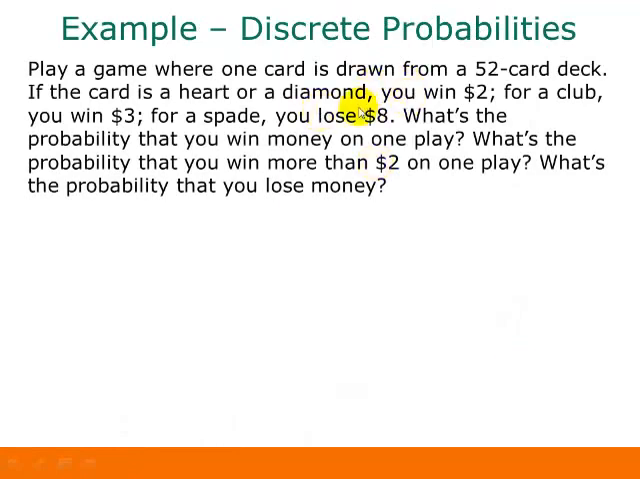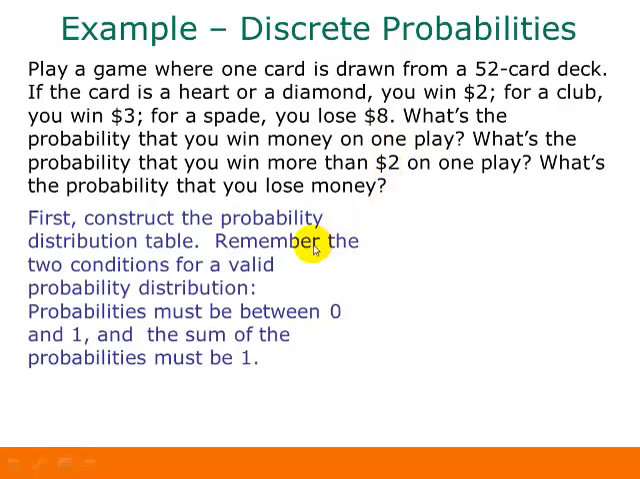Now let's look at an example of discrete probabilities in general. And this is the same experiment that we talked about earlier, where we play a game where one card is drawn from a 52 card deck. If the card is a heart or a diamond, you win $2. For a club, you win $3. For a spade, you lose $8. So what's the probability that you win money on one play? What's the probability that you win more than $2 on one play? And what's the probability that you lose money?